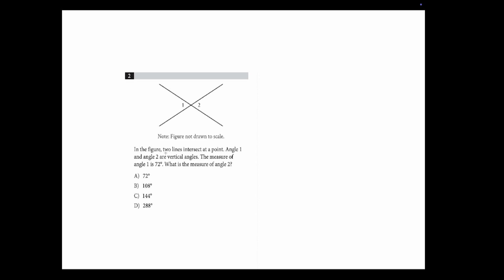We're running through geometry from practice test 6. Let's just get right into it. Here we have a pretty simple angle problem. It states, in the figure, two lines intersect at a point. Angle 1 and angle 2 are vertical angles. The measure of angle 1 is 72 degrees. What is the measure of angle 2?